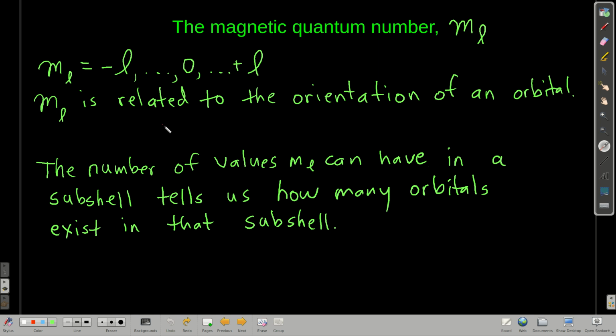And m sub l ends up related to which direction or orientation an orbital in that subshell is pointed. But really the most important thing for us is that, because each orbital within a subshell must have a different orientation, the number of values that m sub l can have tells us how many orbitals there are in a subshell. If l is equal to 2, m sub l can be negative 2, negative 1, 0, 1, or 2. That's 5 values. And so we know that there are 5 orbitals in an l equals 2 subshell. Think about that. Make sure that's clear.